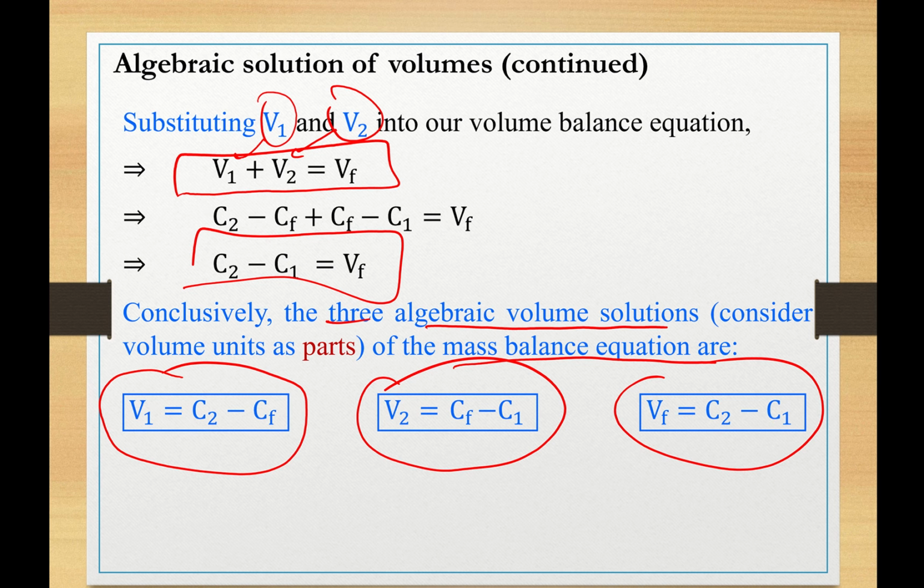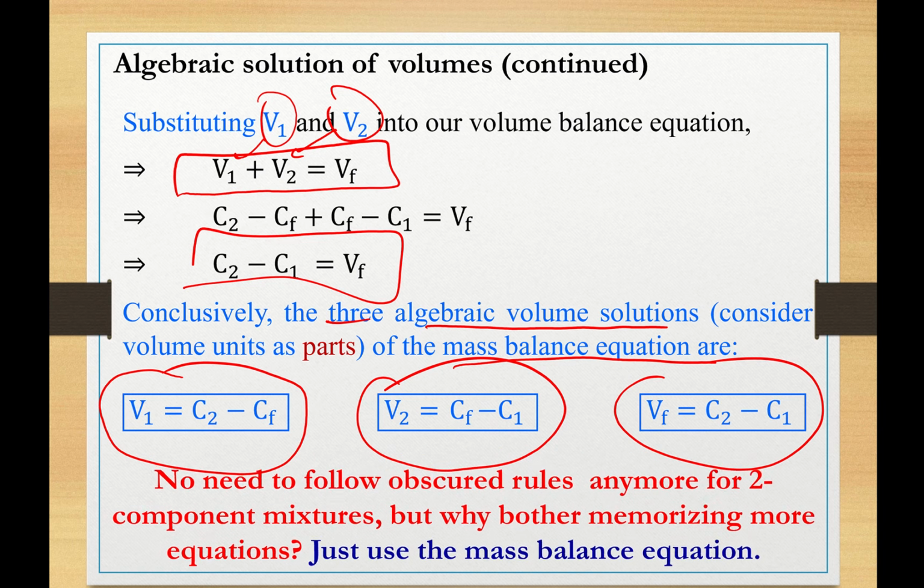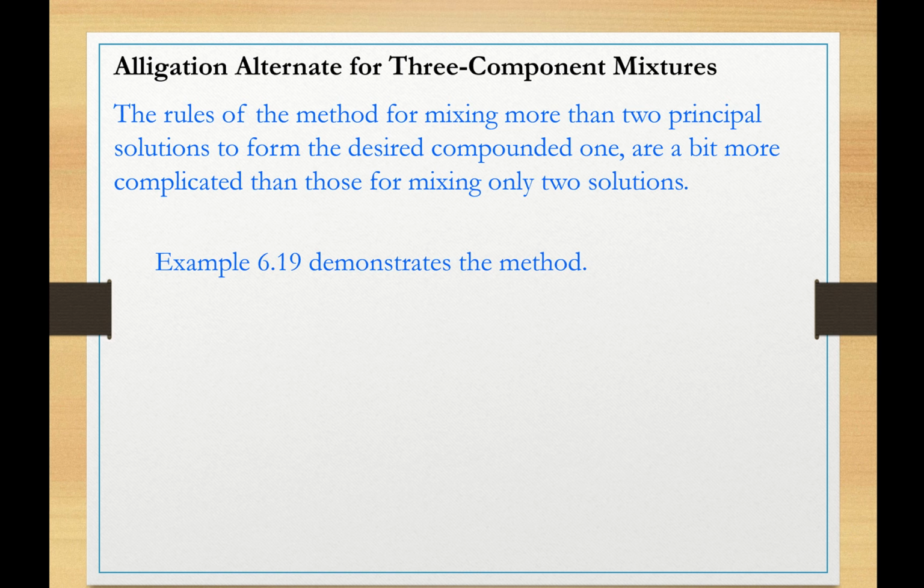Simple as that. Now, of course, no need to follow obscure rules anymore for two-component mixtures. But why bother memorizing more equations now? Why don't we just use the mass balance equation for two-component mixtures? Now let's take a look at the alligation alternate method for three-component mixtures. What would be the complication there?